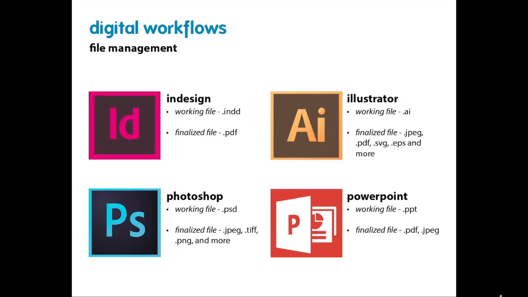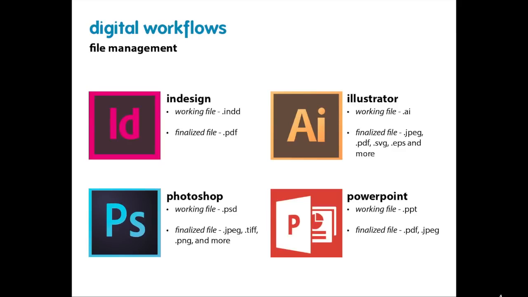So here are the different programs with their different working files and their finalized files. With InDesign, it's INDD or INDL, which is for templates, and you'll export as a finalized file as a PDF. And then Illustrator has AI, and that gets exported in many different ways: JPEG, PDF, SVG, EPS, just to name a few. Photoshop is a PSD, and you can export into many different types of finalized files, like a JPEG or a TIFF or a PNG.